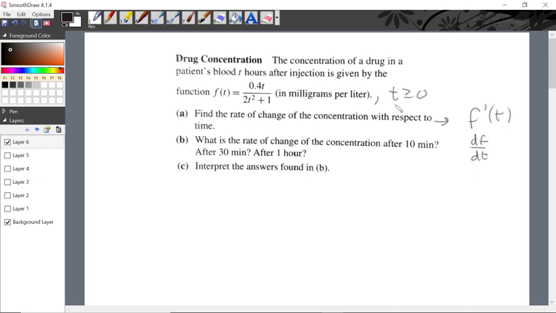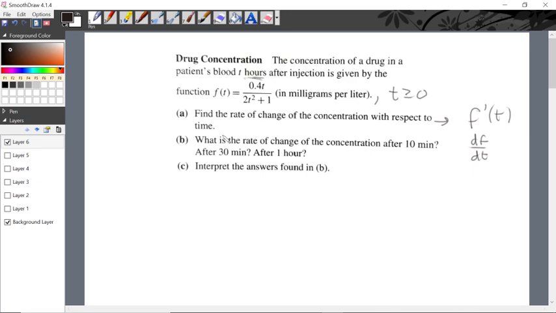But if we wanted to know after a certain number of hours have gone by, like after 1 hour, what is the concentration? You could plug 1 into the function to find the concentration in milligrams per liter. Now, we're not asked to find that. What is the concentration? That would be an algebra question. We're asked to find the answer to a calculus question. How fast is that concentration changing with respect to time?